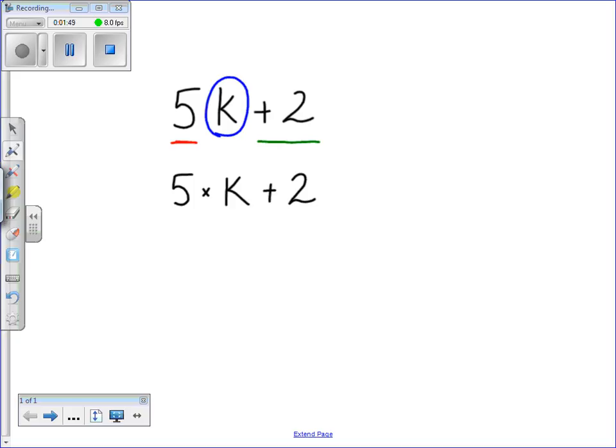So the last thing that I just quickly want to talk about is what you do with that variable, that letter that is circled in blue there. So on the far right, I'm going to write k equals 3. K is the same as 3. So what that means is that in this case, what that k stands for is the number 3. So you can plug in that number, and 5k plus 2 turns into 5 times 3 plus 2.